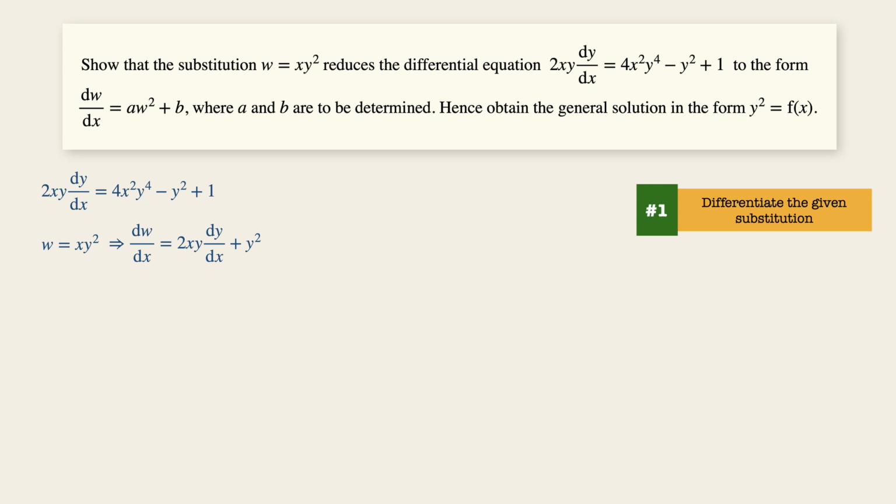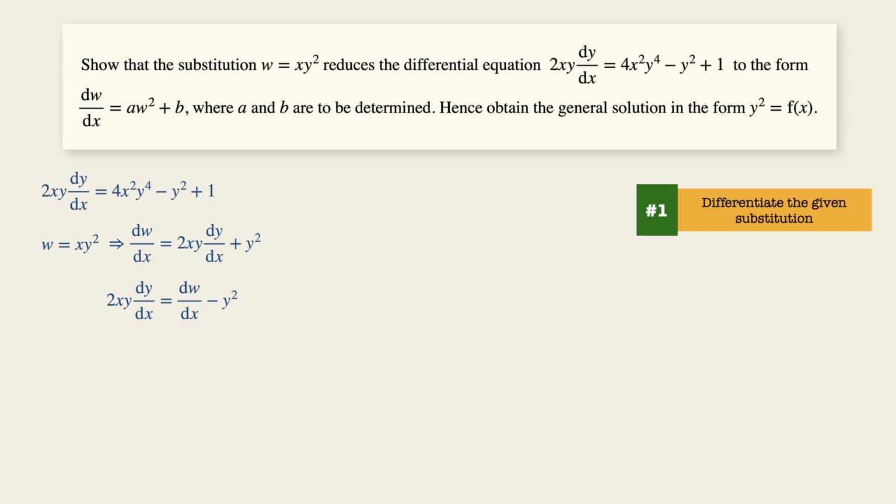Now if you're not sure how to continue, not to worry, always look back at the original statement to try and spot some similarities. Now we notice that there's a 2xy dy over dx here, so it'll be wise for us to make this the subject, which is equal to dw over dx minus y squared. Now this is where the magic begins.